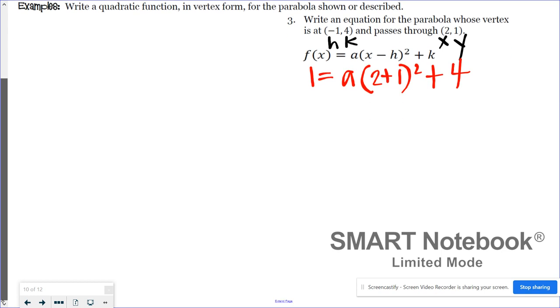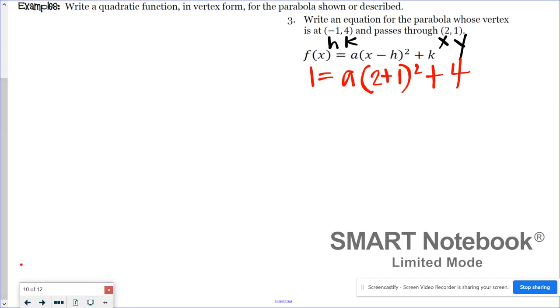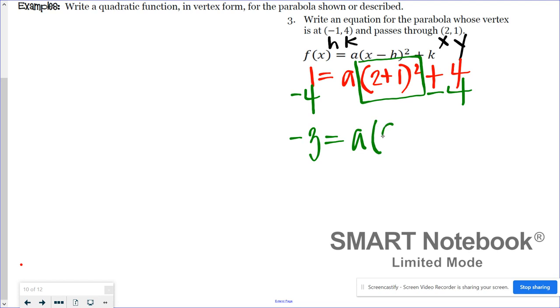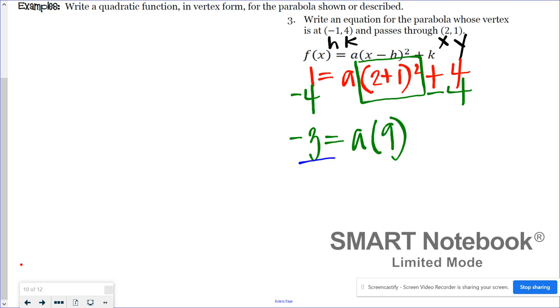So I make the substitution, and then I'm going to simplify this equation. I'm going to do two things. I'm going to subtract 4 from both sides. That's going to give me negative 3 equals a times, and then I'm going to do this math. 2 plus 1 is 3, and 3 squared is 9. And then I simply need to divide both sides by 9, and I get that a is negative 1/3. And then don't forget to write your function.